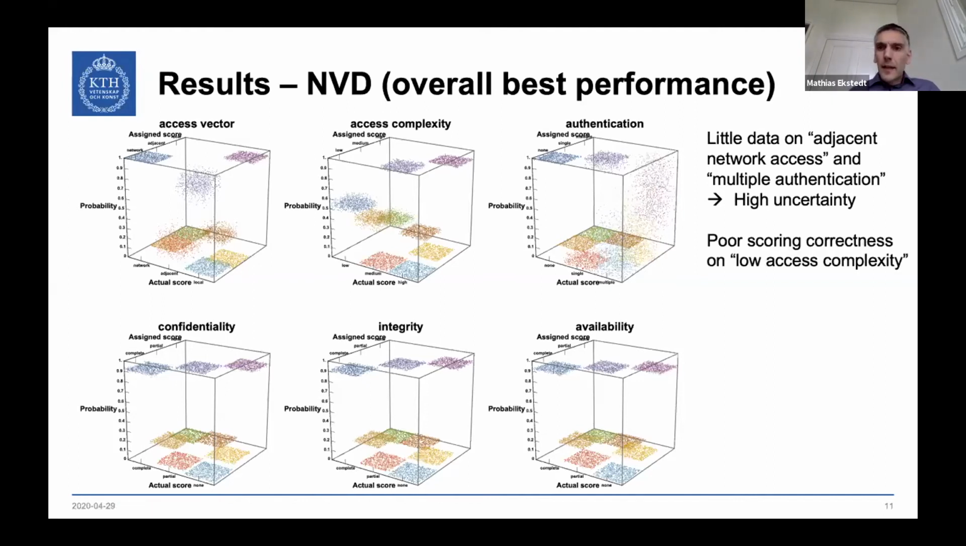We can also see that they are not so good at scoring low access complexity. Here, the slice here. We would have liked this cloud to be up here, but it's not. So that's a place where they are not so good. In general, however, we can see that the results are quite high up on this diagonal where we want them to be. So pretty good. And NVD was the overall best performing database in the study. So this is as good as it got.